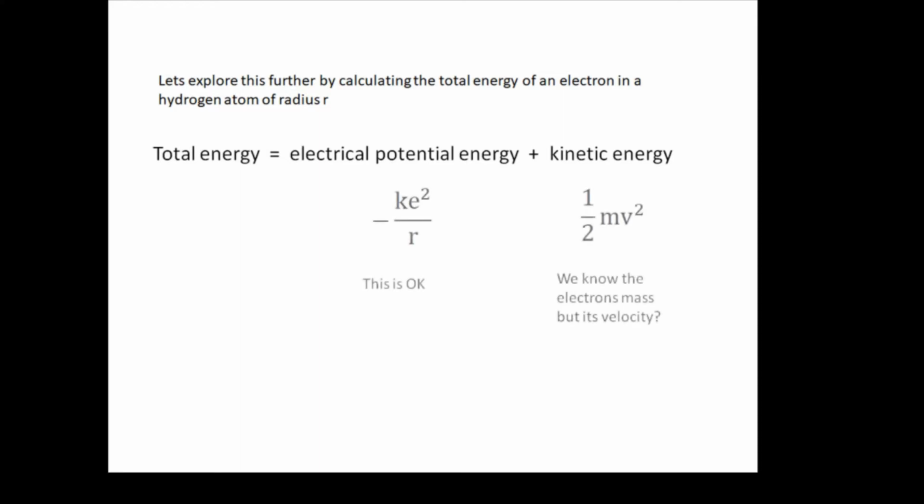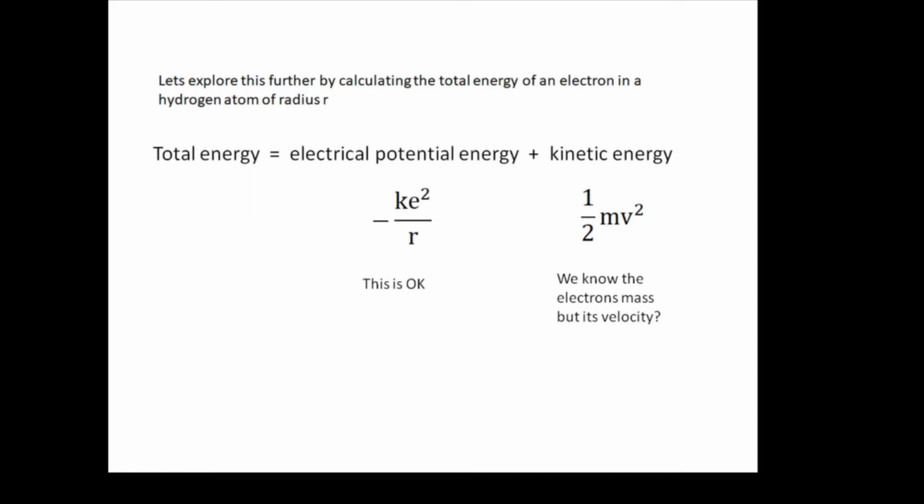Electrical potential energy: if you've seen my video on non-uniform electric fields, you will know immediately that that's minus ke squared over r, where k is 1 over 4 pi epsilon naught, 9 times 10 to the 9. e, thanks to Millikan, is 1.6 times 10 to the minus 19 coulombs. So that's okay. We know the value of all the constants.